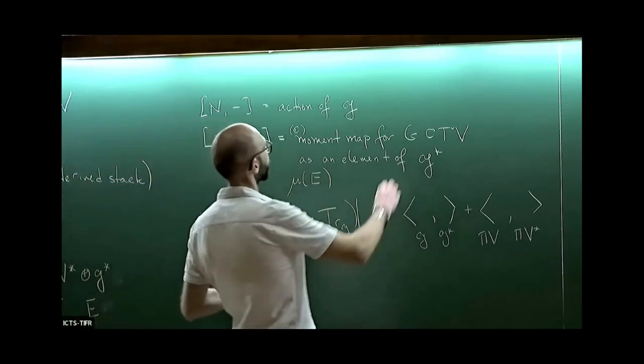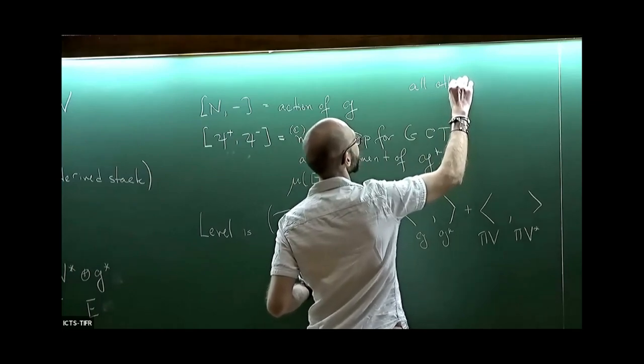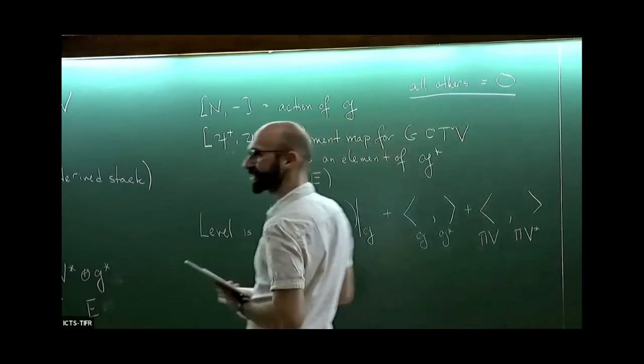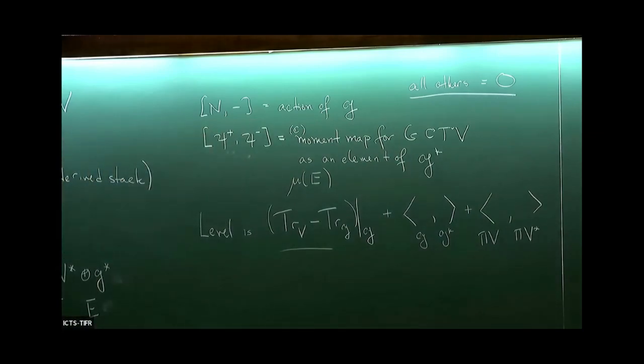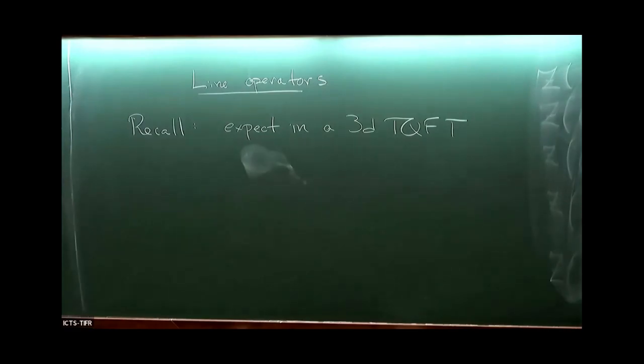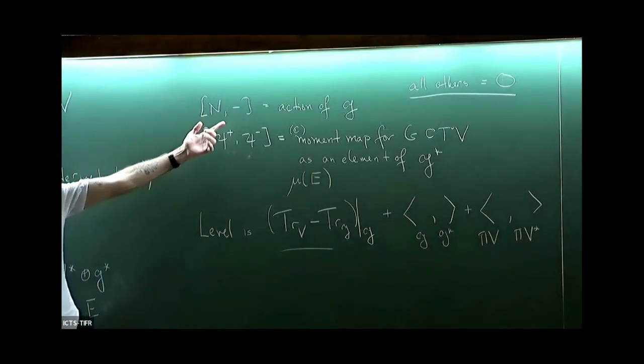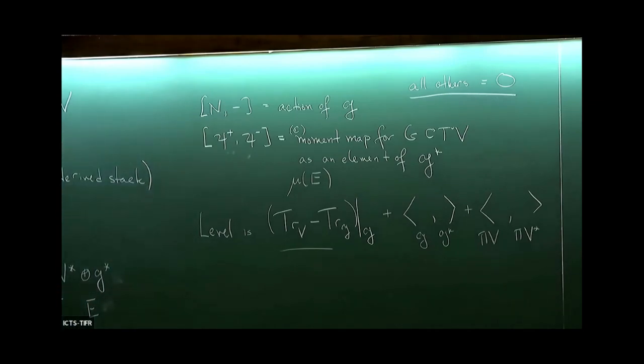These are the only brackets. And in particular, as Nick says, E is central if G is abelian. Otherwise, yeah, it's in the coadjoint. Yes, we've been thinking a lot about abelian cases and are used to having E central. Thanks.